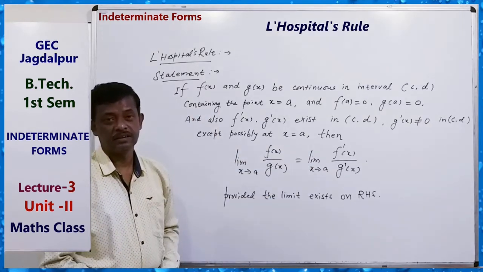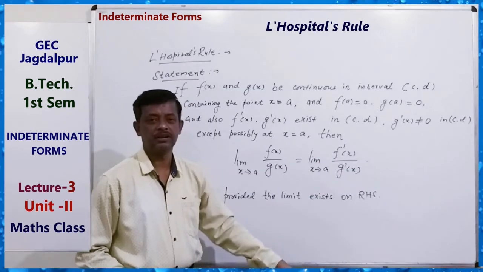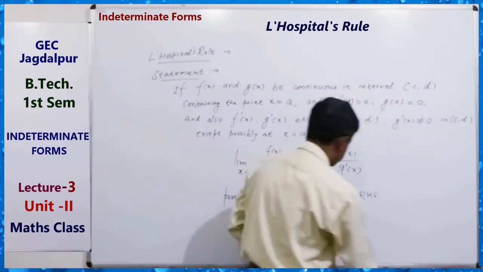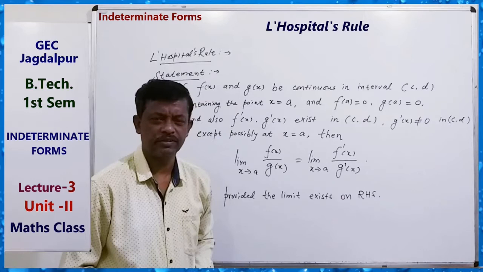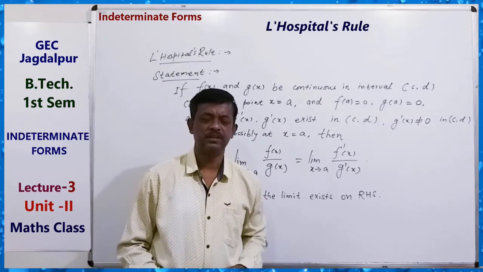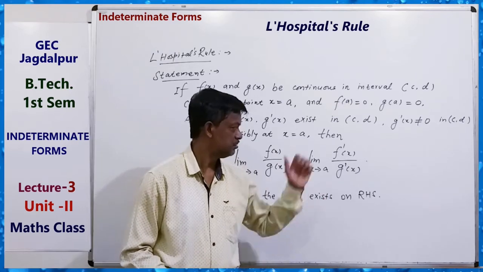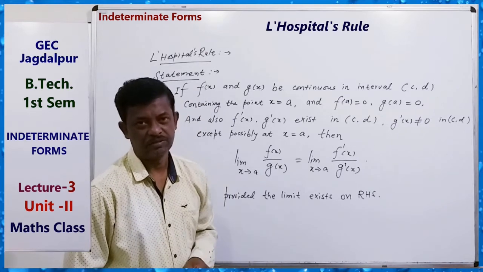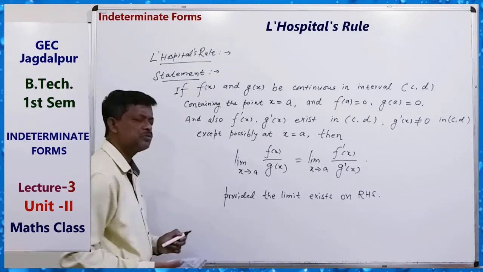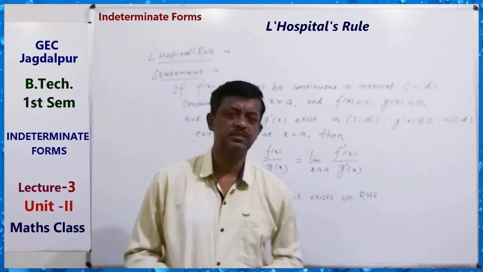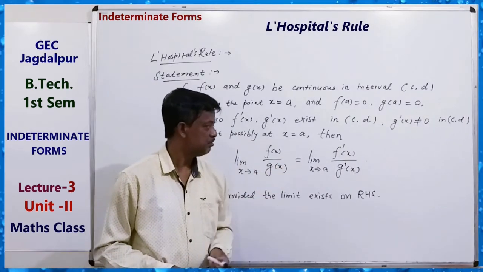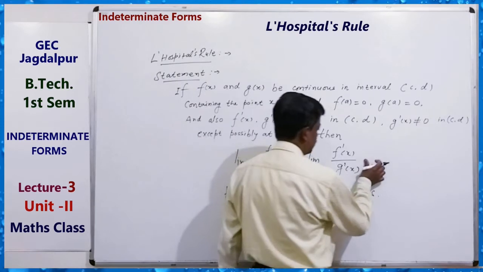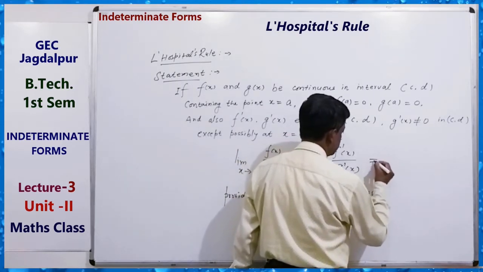Then we can get a further double derivative, triple derivative, up to the nth derivative. So we have to differentiate as many times as we require to find a determinate form. Its proof is very simple because it is based on Taylor's theorem, using which we can find its value.